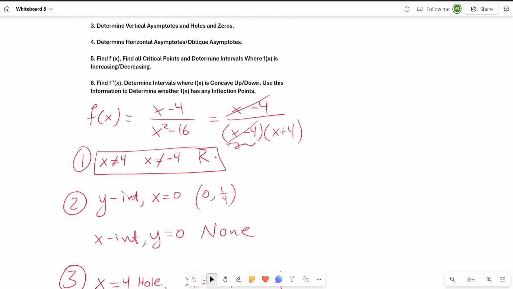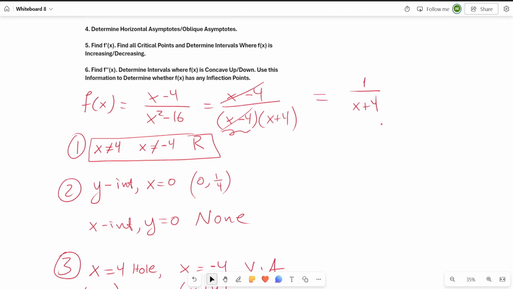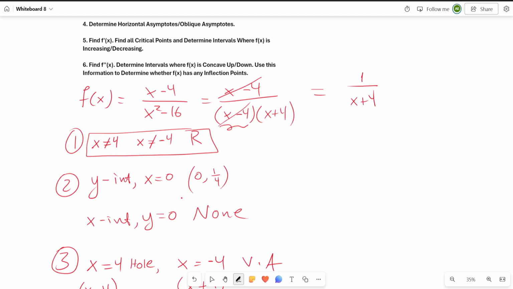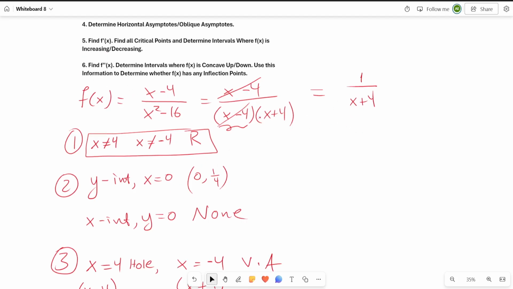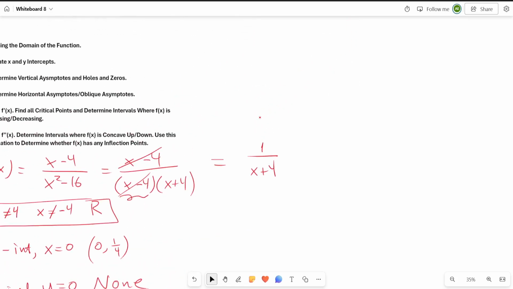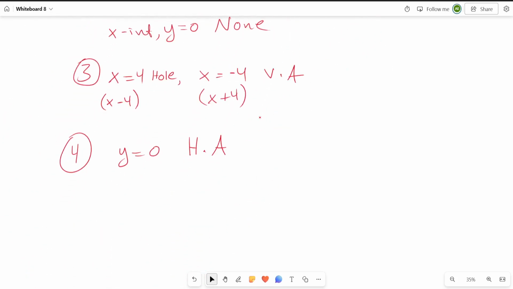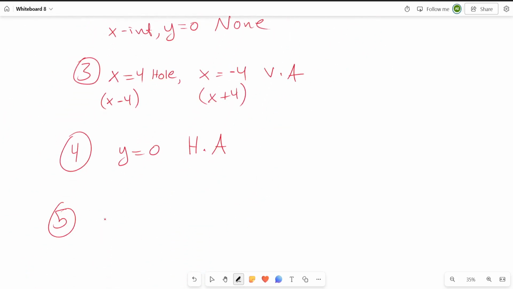Now, let's do part 5, okay? So over here, I can rewrite this as 1 over x plus 4, and I know every other critical point. So what I can do is find f dash of x. Let's say step 5: f of x was equal to 1 over x plus 4. So let's try and find f dash of x.